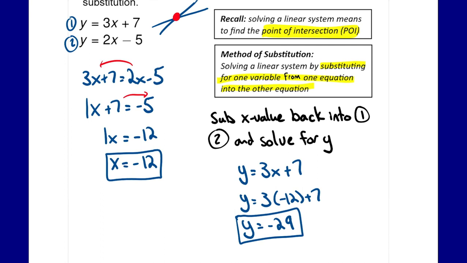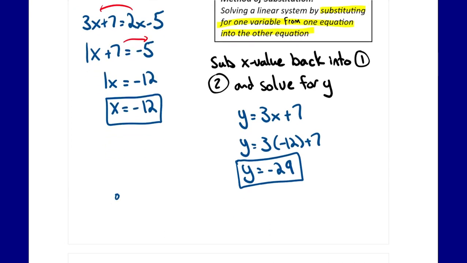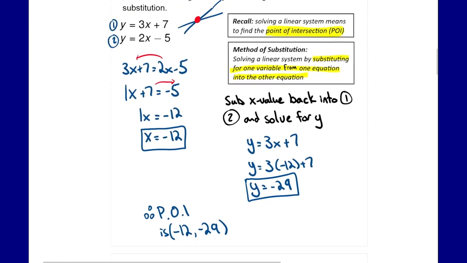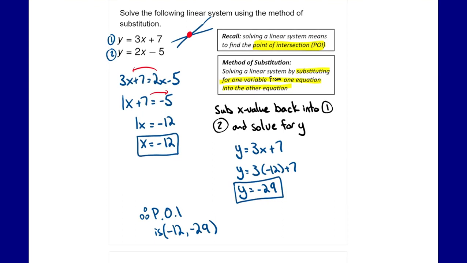So now I have my two coordinates. Therefore, the point of intersection is negative 12, negative 29. So I know they're going to cross at the point negative 12, negative 29. That is solving this system, the solution to this system, or where they cross. And this is something that you would have done in grade 10, one of the methods of doing this.